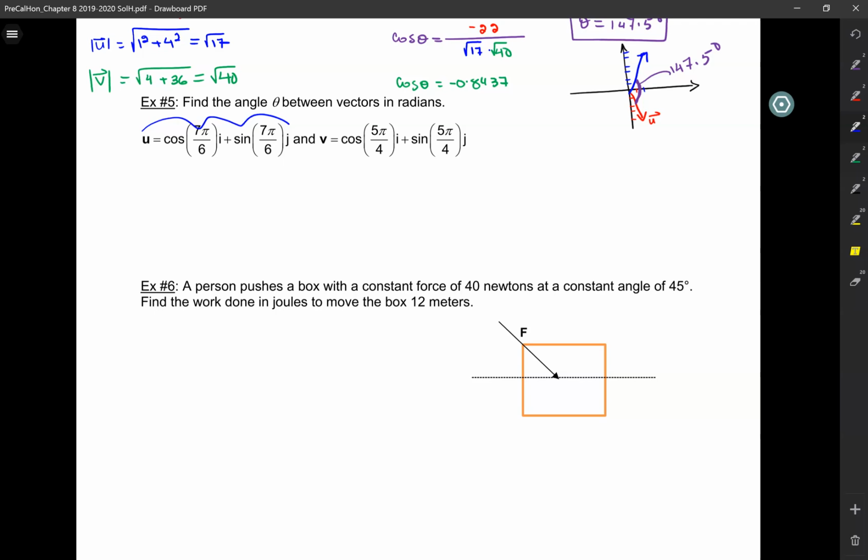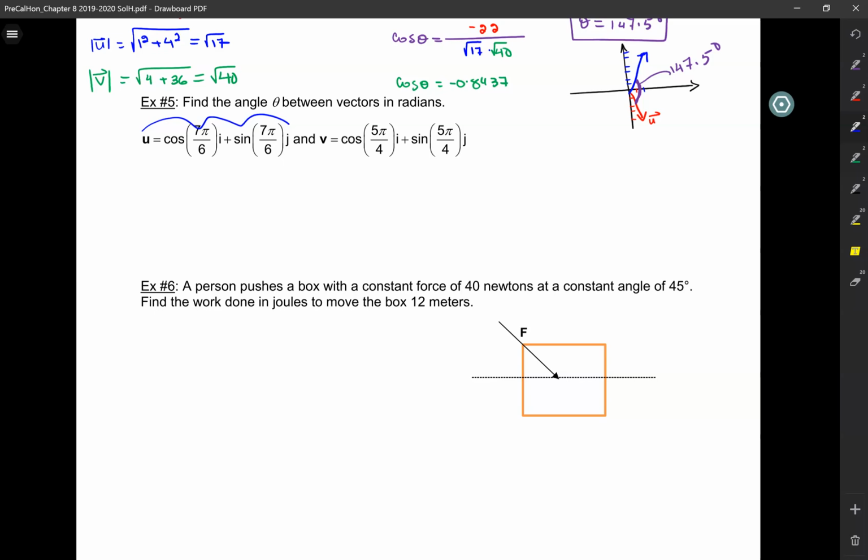Negative root 3 over 2, right? Because it's 7 pi over 6. And what about the sine? Negative 1/2. So what we have here, don't let the sine and the cosine fool you. Because cosine of 7 pi over 6, it's just a number, right?